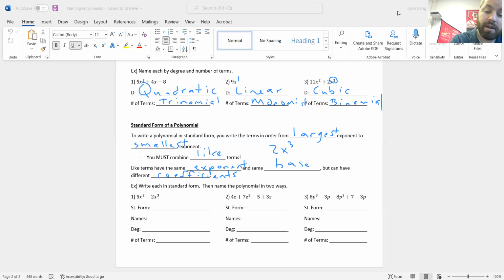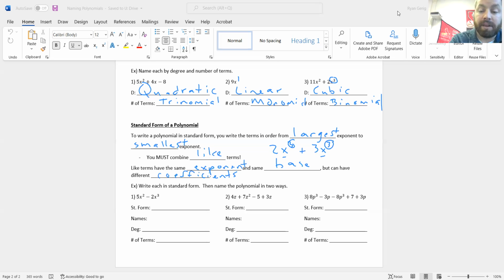2x to the third plus 3x to the third. Those are like terms. The bases of x are the same. The exponents are the same. Okay, so those are like terms. I could put those together and actually make 5x to the third.